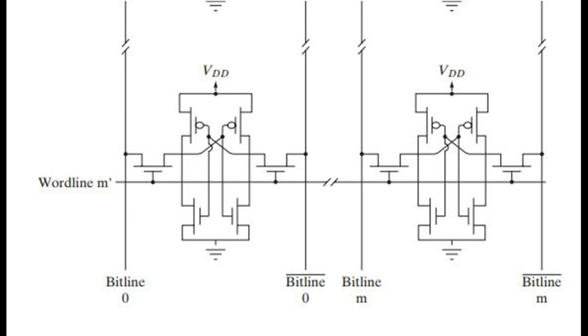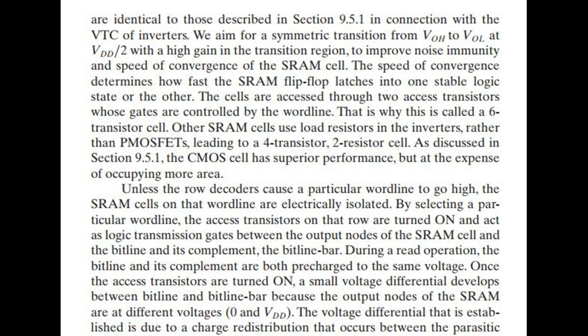The cells are accessed through 2 access transistors whose gates are controlled by the word line. That is why this is called a 6-transistor cell. Other SRAM cells use load resistors in the inverters, rather than P-channel MOSFETs, leading to a 4-transistor, 2-resistor cell. As discussed in section 9.5.1, the CMOS cell has superior performance, but at the expense of occupying more area.